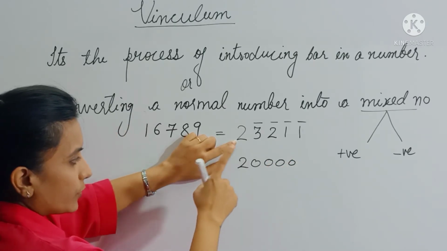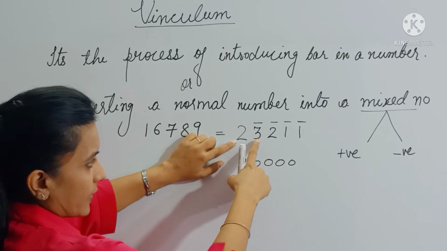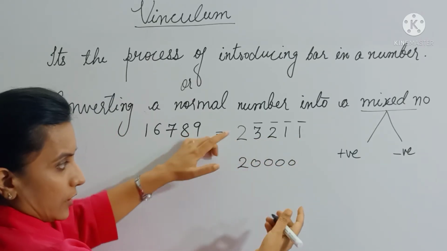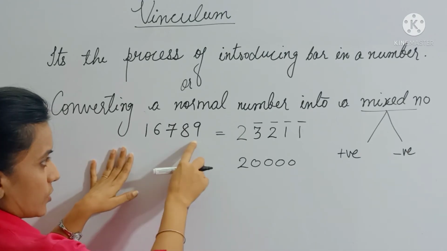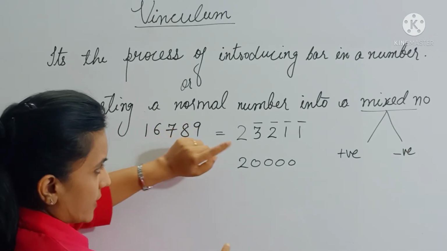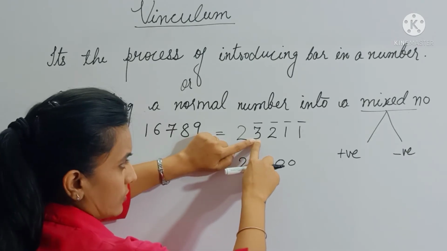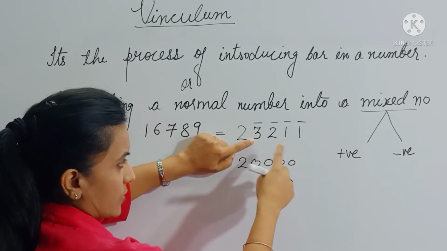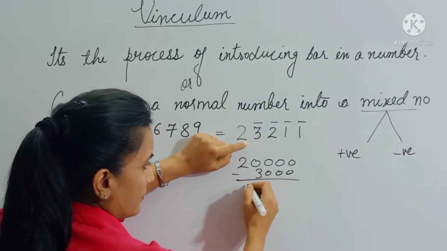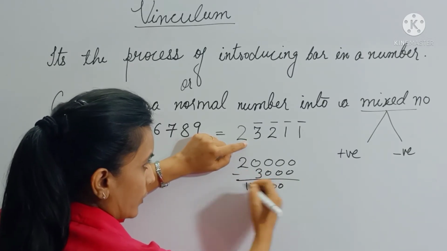Right. Now from 20,000 you can subtract 3,211 directly, and you should get this much, right? Or you can do it digit by digit. So for example here 3 is at which place? 1000 place, right? So this is 3000. So I will subtract 3000. I will get 17,000. Okay.